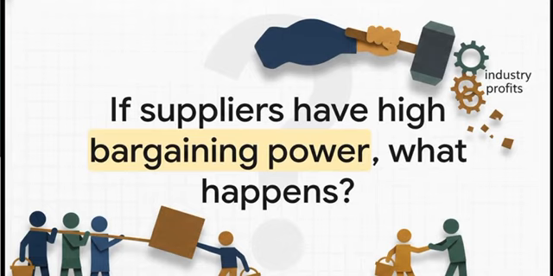Let's keep it rolling with question 2. This is a direct application of the 5 forces. If suppliers have high bargaining power, what happens? A. Industry profits increase. B. Industry profits decrease. C. No impact. Or D. Demand increases. Ask yourself, what's the real impact of a super powerful supplier base?